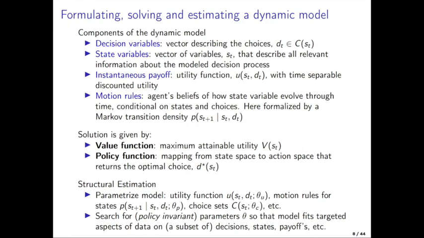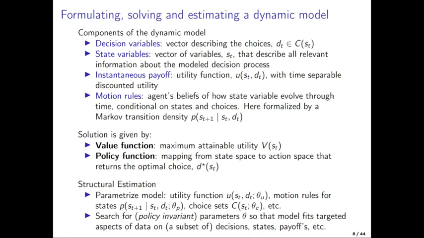Okay, so just a little bit of a reminder of what is involved in formulating, solving, and estimating a dynamic model. Well, let's first start thinking about what are the components of a dynamic model? Well, the decision variables. Decision variables affect the evolution of the state variables, and so we call the decision variables D. And these decision variables in discrete choice models are a finite set of outcomes, right? They are mutually exclusive.